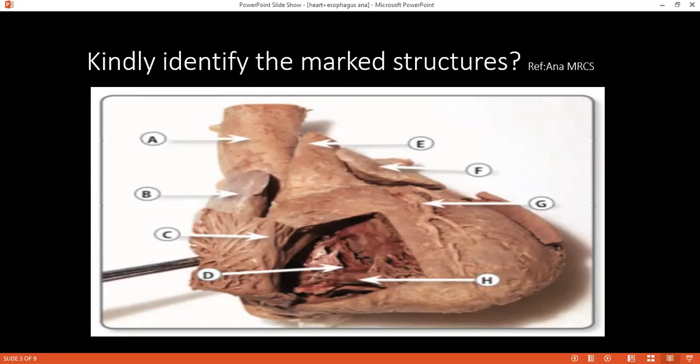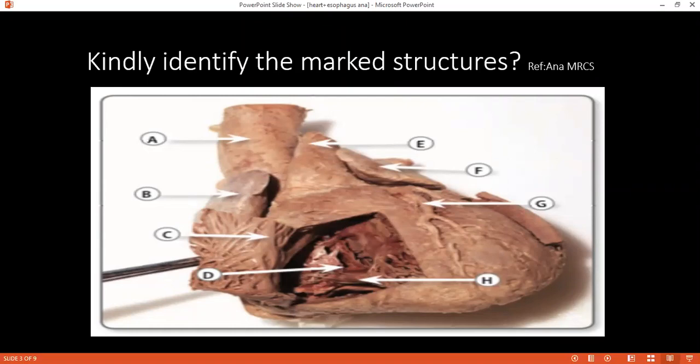F is auricle of left atrium, and G is left anterior descending artery. Which is the branch of? It's a branch of left coronary artery. And left coronary artery arises from where? It arises from left posterior sinus of ascending aorta.